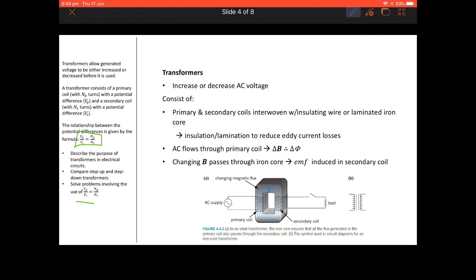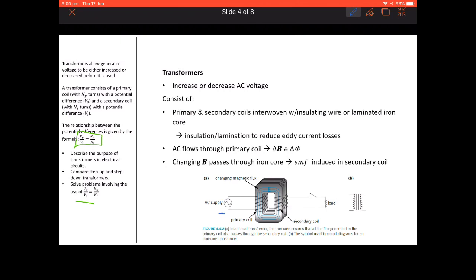And the reason the wire or the iron core is insulated or laminated is to reduce eddy current losses, and we'll touch on that in a moment. So what happens is there's an alternating current that flows through the primary coil, and because this current is constantly changing direction, the magnetic field changes too. If you've got your right hand rule, where you put your thumb in the direction of the current and your fingers wrap around the wire, that's the magnetic field.